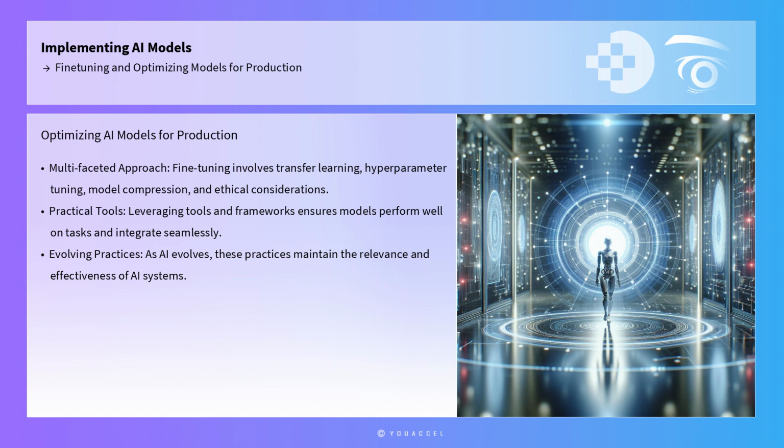In conclusion, fine-tuning and optimizing models for production involves a multifaceted approach that encompasses transfer learning, hyperparameter tuning, model compression, and ethical considerations. By leveraging practical tools and frameworks, AI specialists can ensure that their models not only perform well on specific tasks, but also integrate seamlessly into production environments, offering scalable, efficient, and fair solutions. As AI continues to evolve, these practices will be crucial in maintaining the relevance and effectiveness of AI systems in diverse applications.